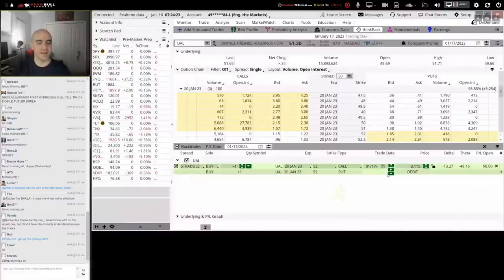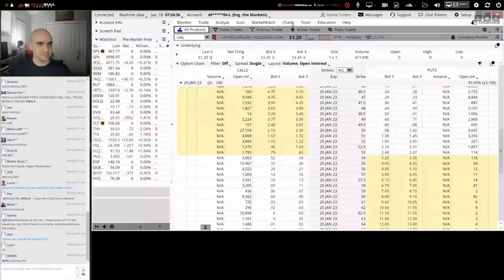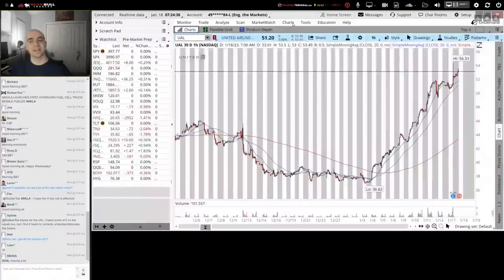Anytime the option market prices volatility, the straddles are going to represent what they're pricing. So that's kind of the idea behind a simple way to get the expected move. So that kind of goes a little bit into the technique.